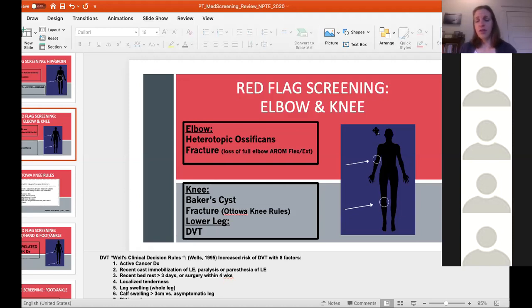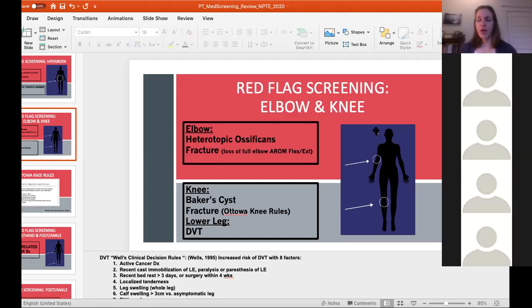Okay, so at the knee, what are we thinking about? Baker's cyst could be a non-musculoskeletal diagnosis. This is typically described as being in the posterior knee, and the popliteal fossa tends to be palpable, or it will show up on imaging. So those are some ways that you can detect that. Fracture is going to be something that you look at with the algorithm of the Ottawa rules, and that's going to be on a further slide, so we'll describe this there.